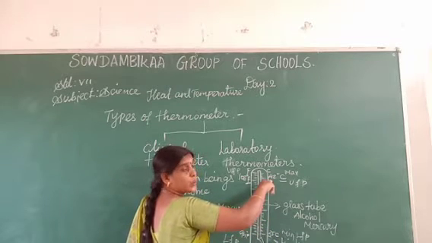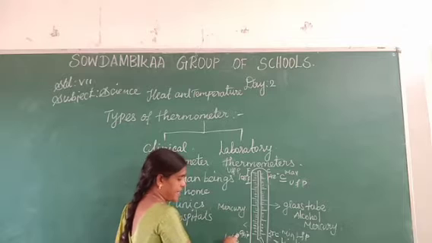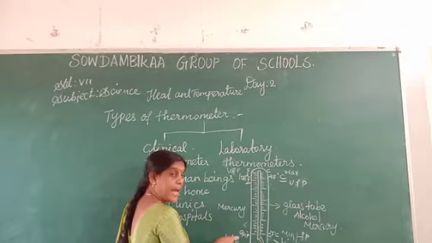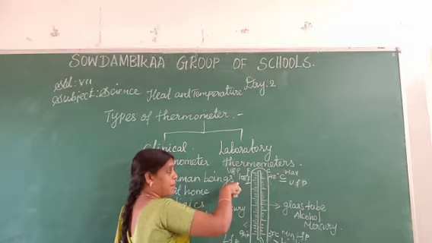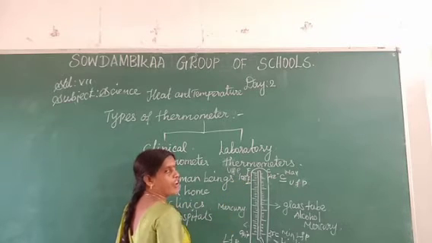The maximum is 42 degrees Celsius. In Fahrenheit, the minimum level is 94 degrees Fahrenheit. The maximum level is 108 degrees Fahrenheit.